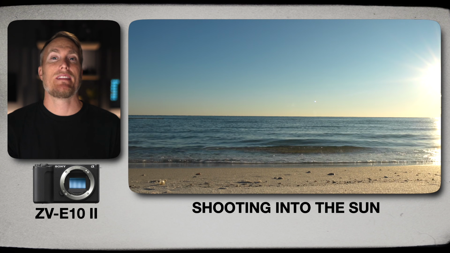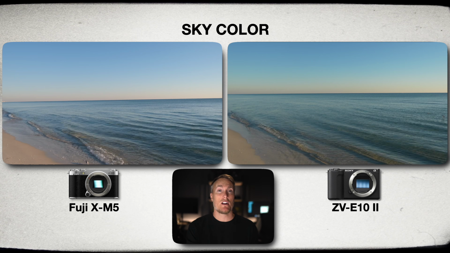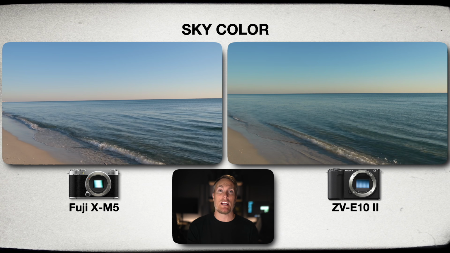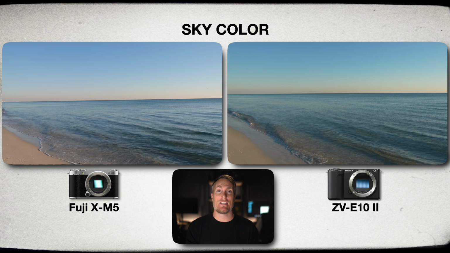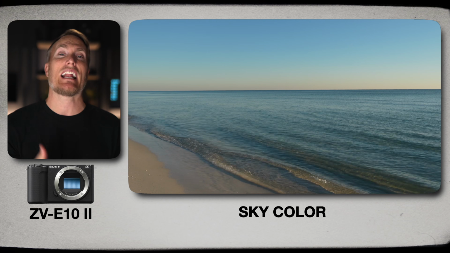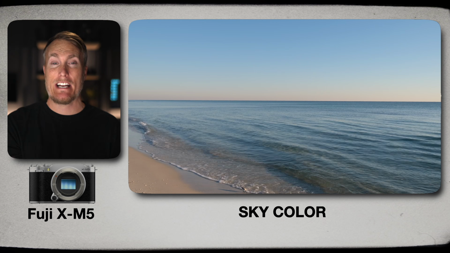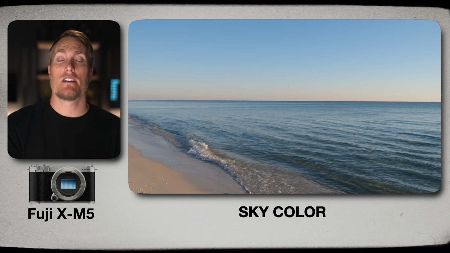I'm always interested in the sky color while shooting in the standard color profile because I wanted to see if there was a similarity between daytime shooting and that low light shot where we could see the difference in the sky. And in this case, the sky and the water do have different colors, but it's not as noticeable as when we are in low light. The ZV-E10 II has more of a greenish color than the light blue cast of the X-M5.